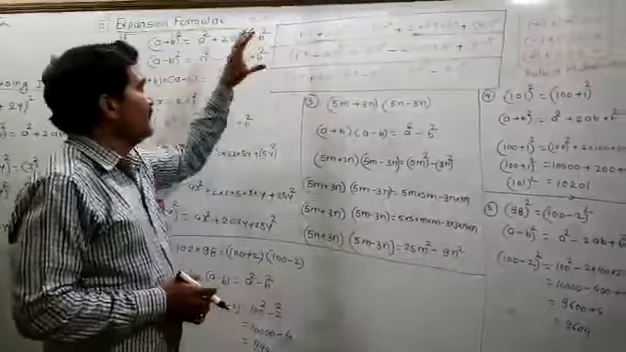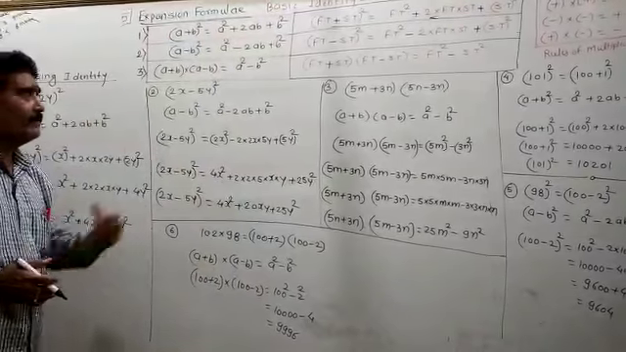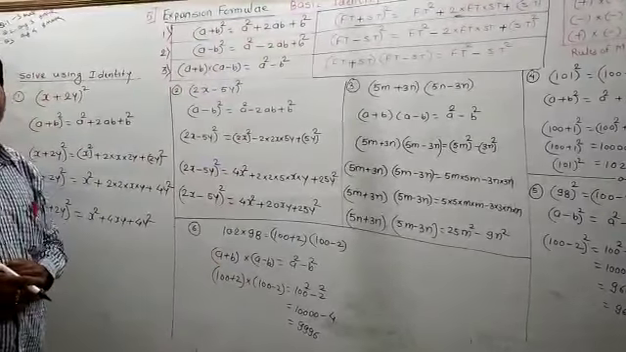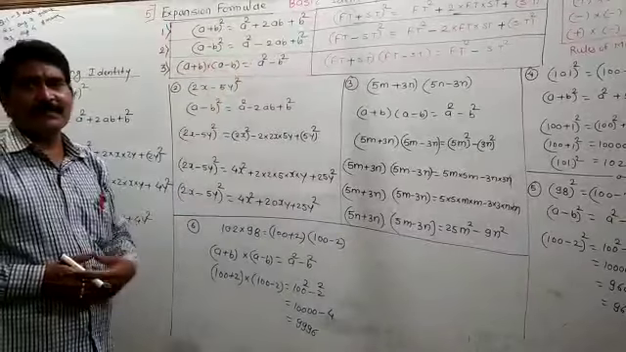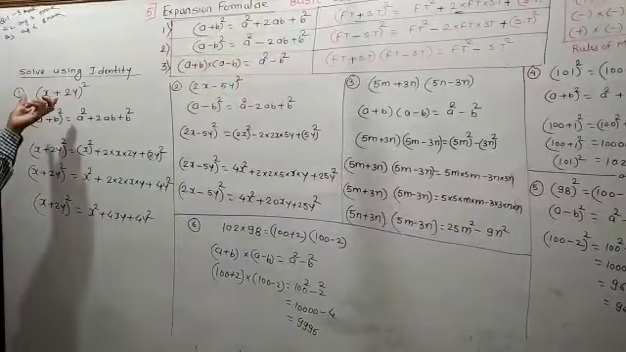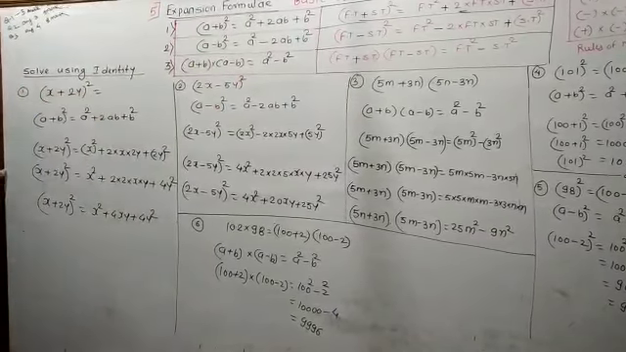Based on these identities, you have to solve some problems. There are 6 problems to solve. You have to utilize these basic identities while solving the problems. The first question is (x + 2y) bracket square is equal to question mark. You have to find out what will come.